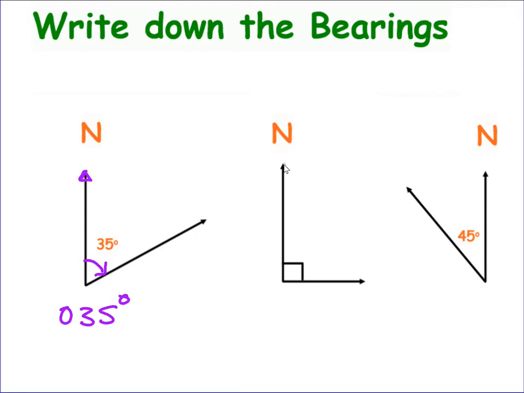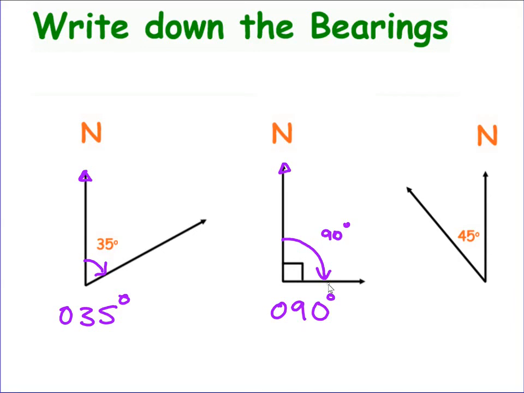Question number 2. Rule number 1 says relative to north. Rule number 2 says we go clockwise. And when we measure that angle, we know it's 90 degrees. But rule number 3 says we need 3 digits. So it's a bearing of 090 degrees for number 2.